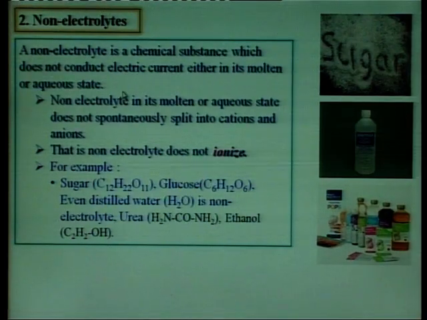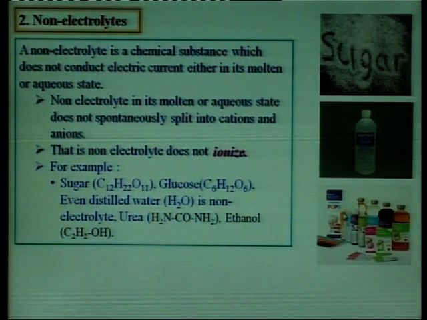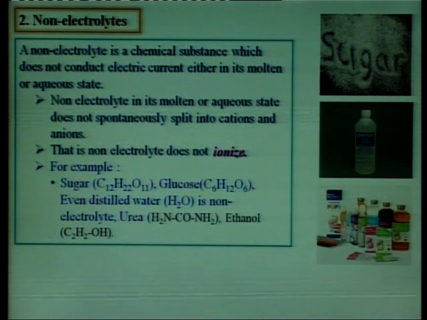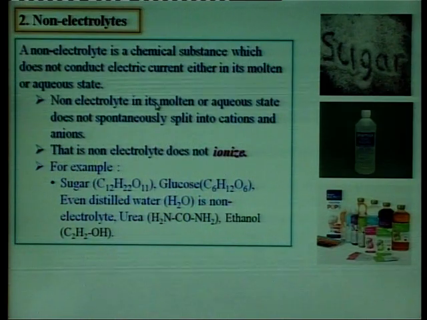A non-electrolyte is a chemical substance which does not conduct electric current either in its molten or aqueous state. For example, sugar crystals, ethanol and oil do not conduct. Even if they ionize, the extent of ionization is very weak, and the current they pass is not detectable. So, a non-electrolyte in its molten or aqueous state does not spontaneously split up into cations and anions.